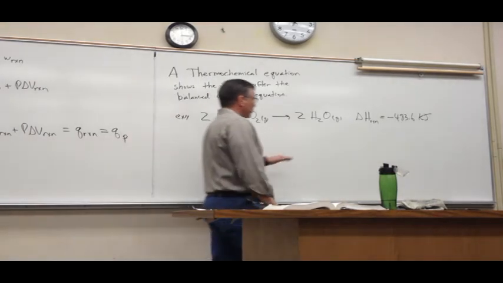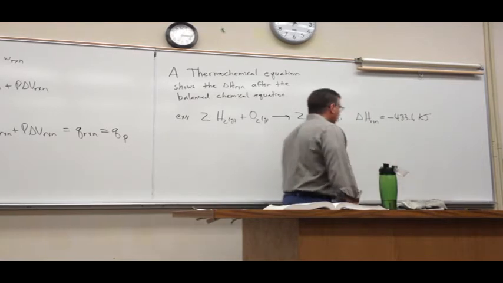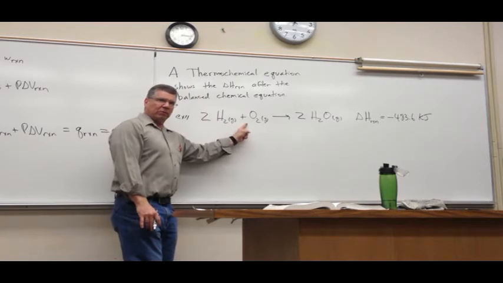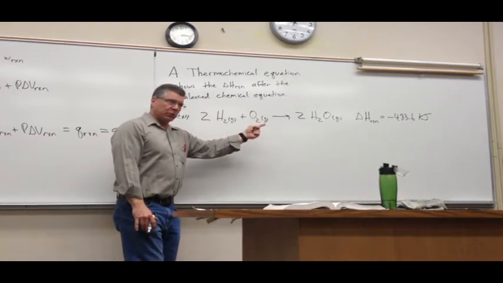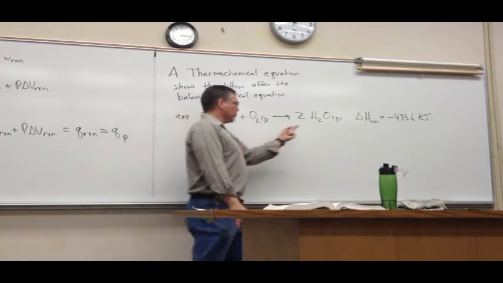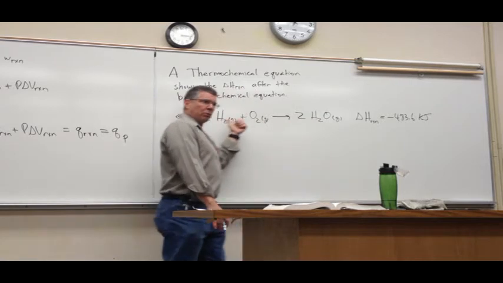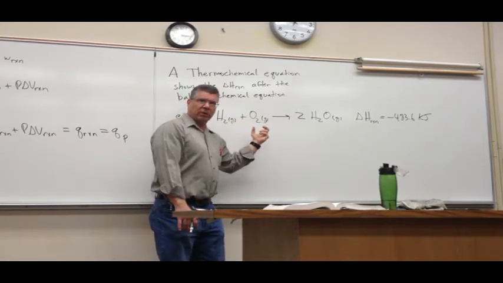But what this says, first of all, the negative sign means that this much energy is released when 2 moles of hydrogen combine with 1 mole of oxygen to make 2 moles of gaseous water. Okay? So this is really per 2 moles of water produced, per 2 moles of hydrogen that reacts, or per 1 mole of oxygen that reacts. You guys see that?